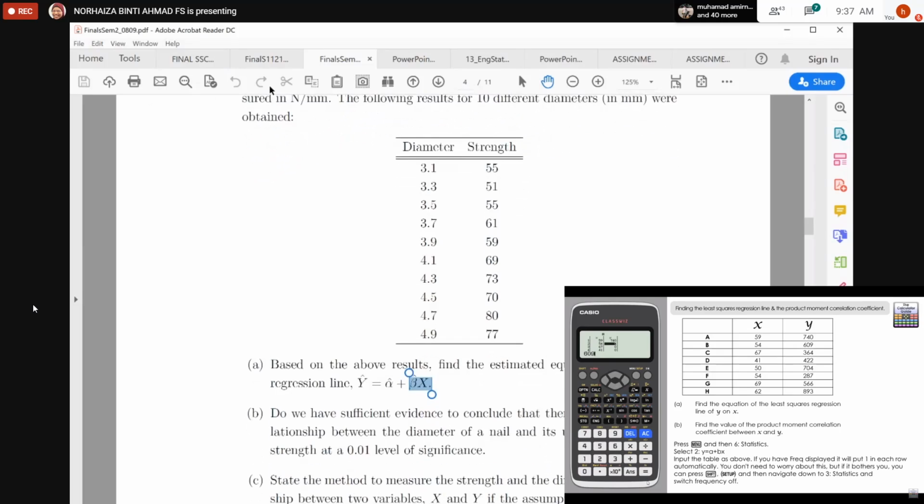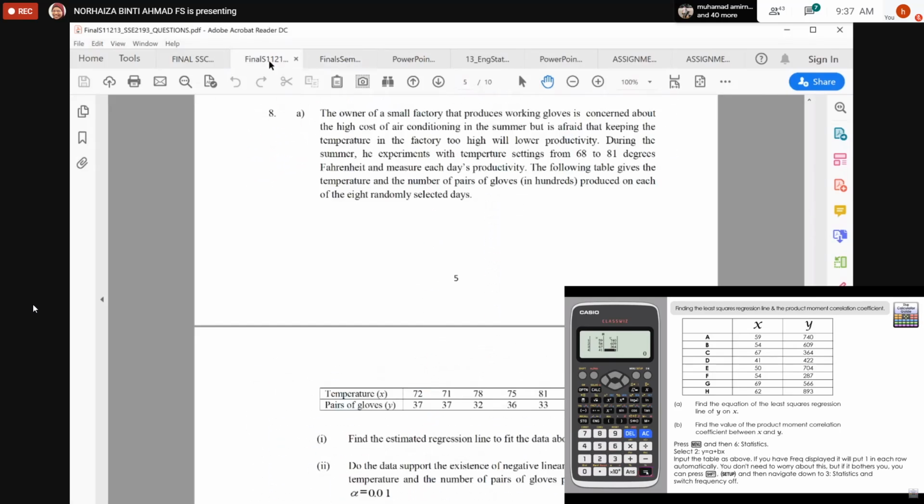Are there any other examples? Here it gives you this. So this is finals 12, 13. Here it gives you x and y, so you don't have to think too much on what is x and what is y. Find the estimated regression line. This is the same. Okay. Any more?